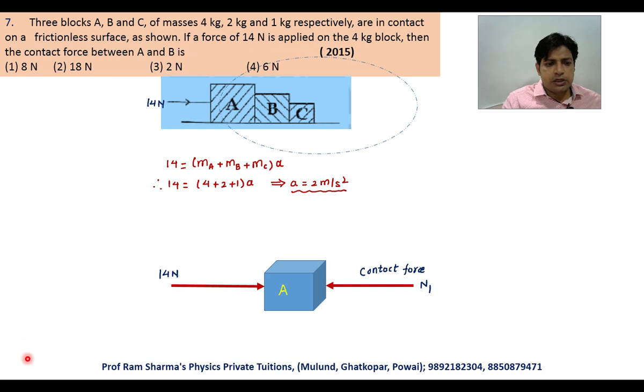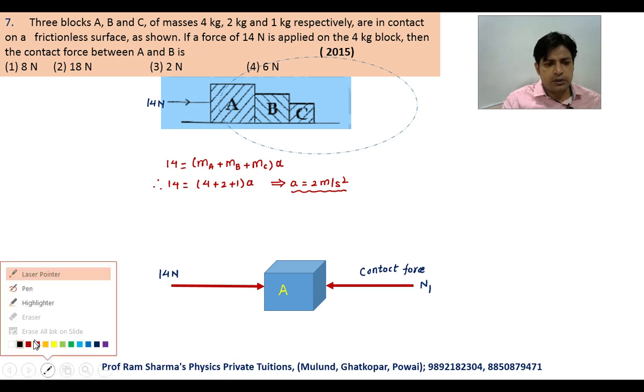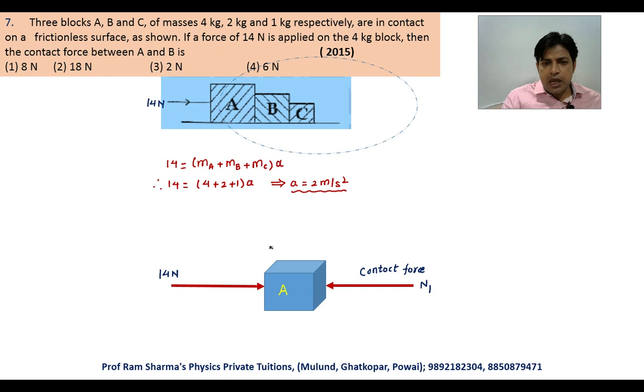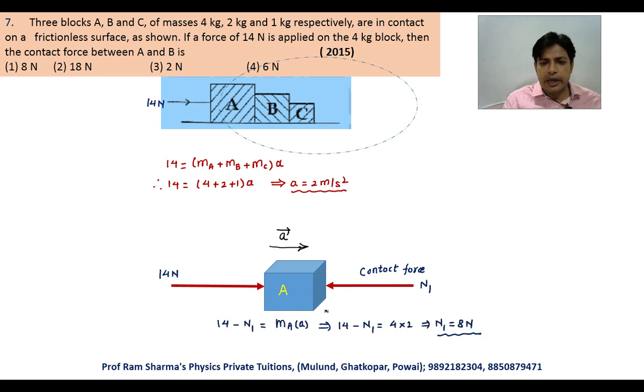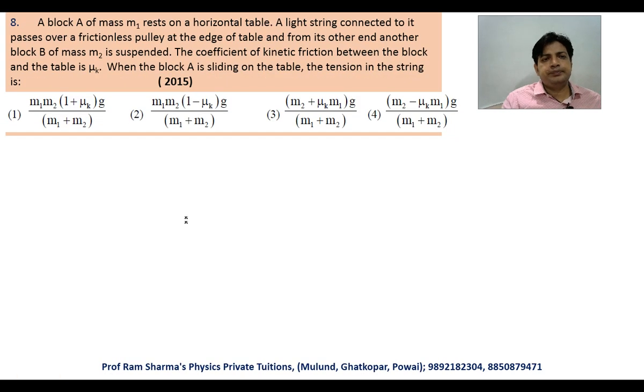I know the acceleration, and now it's very easy for me. For A, the acceleration is towards the right. Because the acceleration is towards the right, I can say the force 14 Newton has to be greater than N1. So the net force acting on A will be 14 minus N1. So I will write down Newton's equation as 14 minus N1 equal to ma. Ma means mass of A into capital A, right? So this way we can calculate the value of N1, and N1 turns out to be 8 Newtons, correct? Okay, next sum.